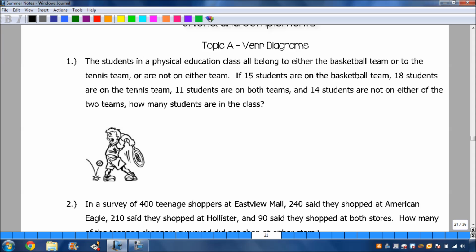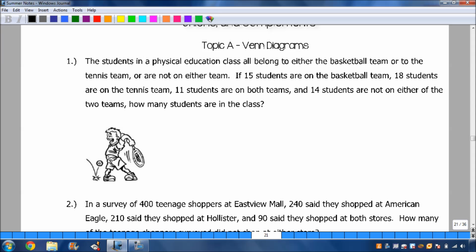The students in a physical education class all belong to either the basketball team or to the tennis team or are not on either team. So if 15 students are on the basketball team, 18 students are on the tennis team, 11 students are on both teams, and 14 students are not on either of the two teams, how many students are in the class?